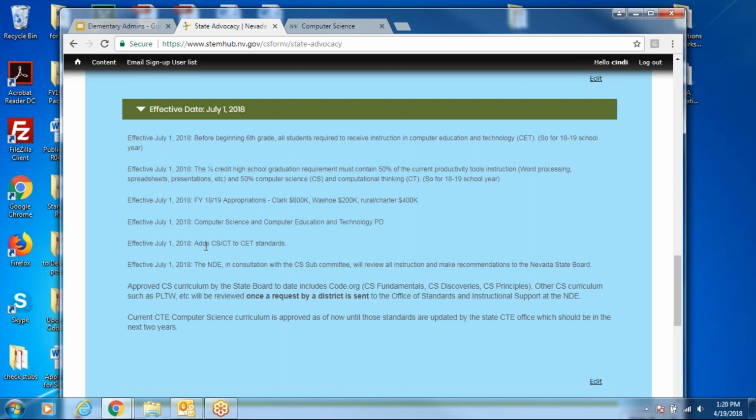The next one, it is effective, says it adds computer science and computational thinking to the computer ed tech standards, which I just explained is that second level there. And then also the department, in consultation with the computer science subcommittee, will review all instruction and make recommendations to the Nevada State Board. Okay, so that is part of it as well.